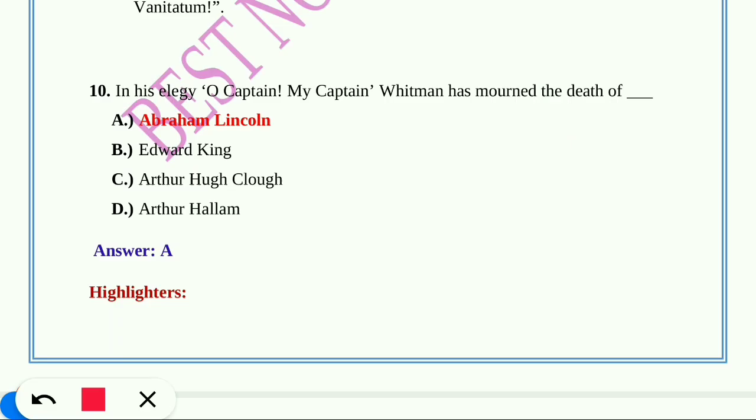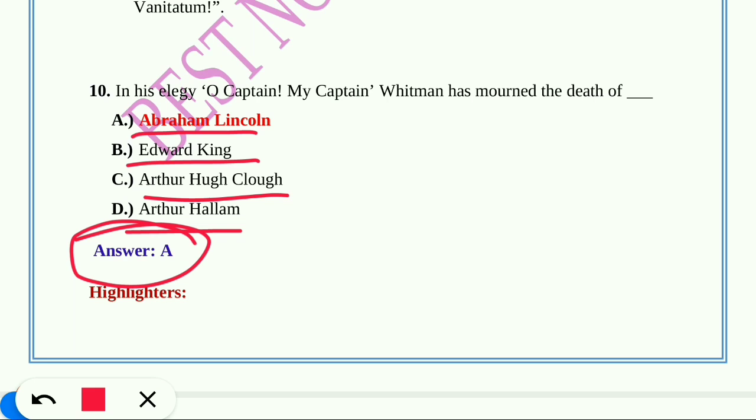Question number 10. In his elegy, O Captain, My Captain, Whitman has mourned the death of option A, Abraham Lincoln, option B, Edward King, option C, Arthur Hugh Clough, and option D, Arthur Hallam. So here, option A, Abraham Lincoln is the answer.